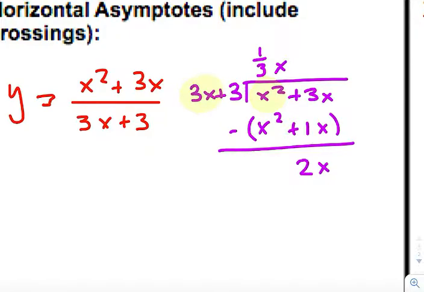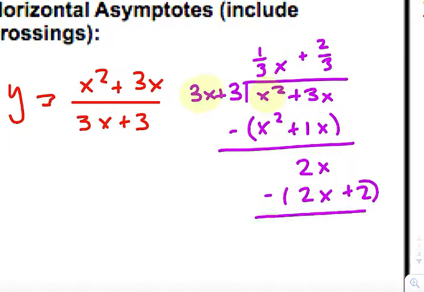So we have 3x goes into 2x. Now again, we're going to end up with a fraction, but that's okay. If we multiply by 2/3, that'll end up with a 2. So 2/3 times 3 is going to be your 2x. 2/3 times 3 again is going to be plus 2.